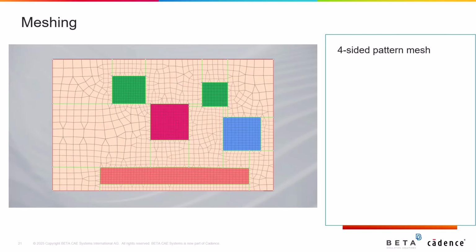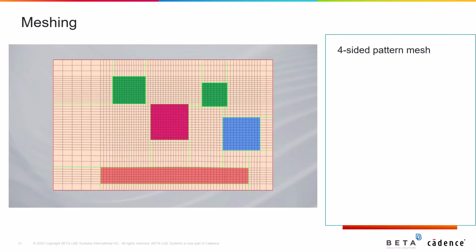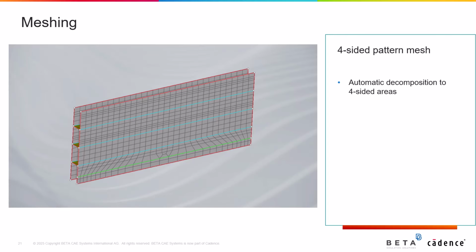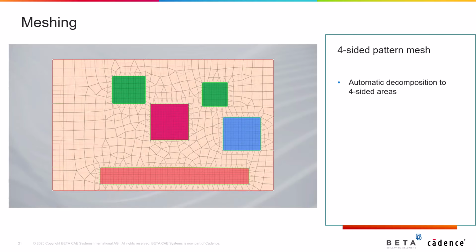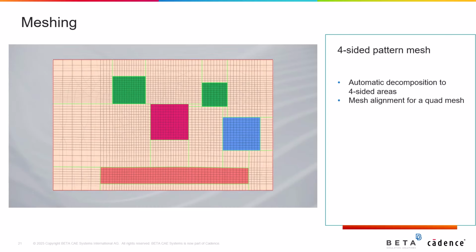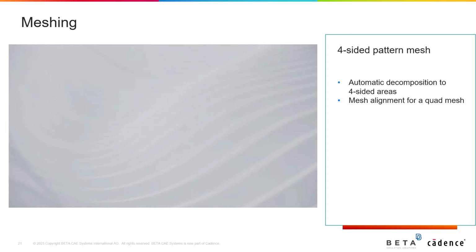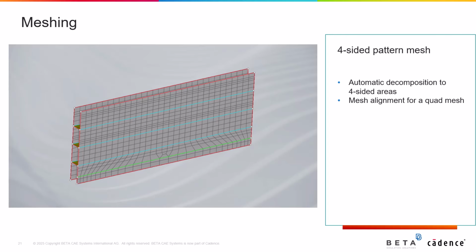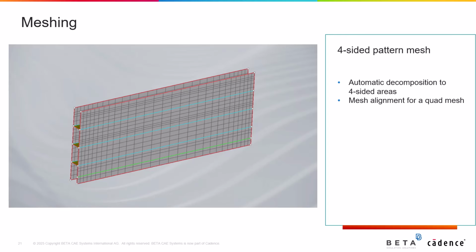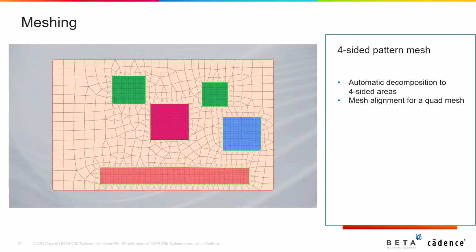New options have been introduced in the four-sided mesh function, enabling the automatic decomposition of faces into four-sided areas. Additionally, there are now options available to control how the mesh is propagated to neighboring areas, ensuring the creation of a pure quad mesh. This improvement enhances the quality and efficiency of meshing in complex geometries.